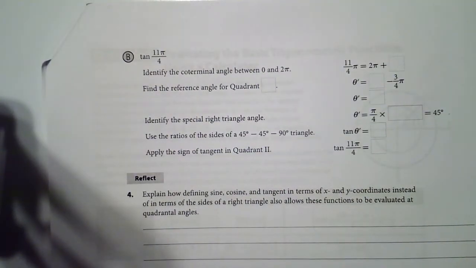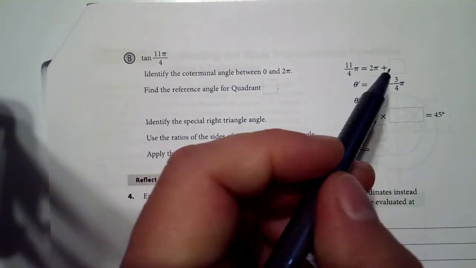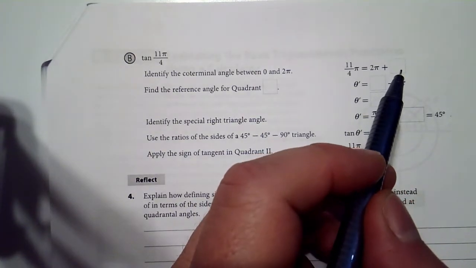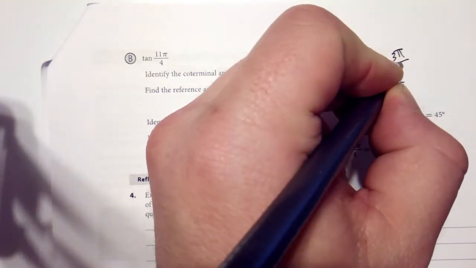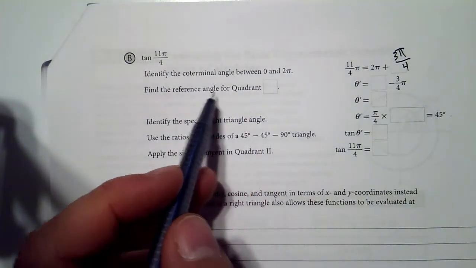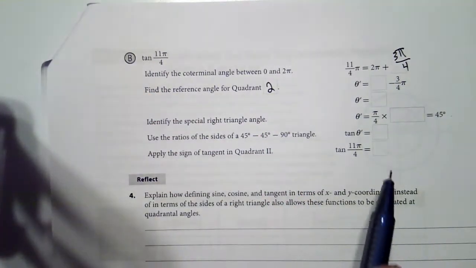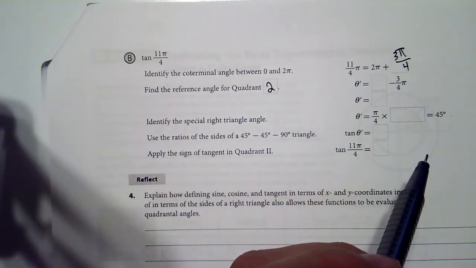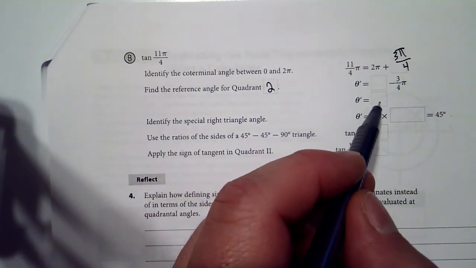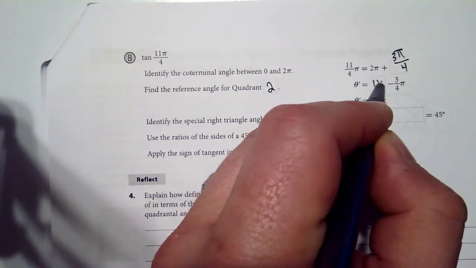Oh, I gave you the answers. You were supposed to fill all this out. Let's do that real fast. So we figured out that this was 2 pi plus 3 pi over 4. That's where it was. And the reference angle for the quadrant was in quadrant 2, so we would do pi minus 3/4 pi, and we get pi over 4.